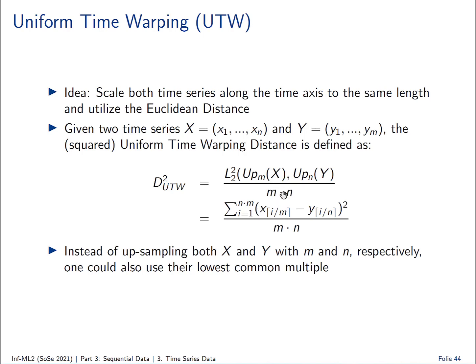So that is basically the basic idea. And of course, instead of upsampling both, you could also downsample one and upsample the other, for example, to meet the lowest common multiple or something like that. So you can do different things, but the easiest way is just to upsample everything by the length of the other time series as the upsampling factor.